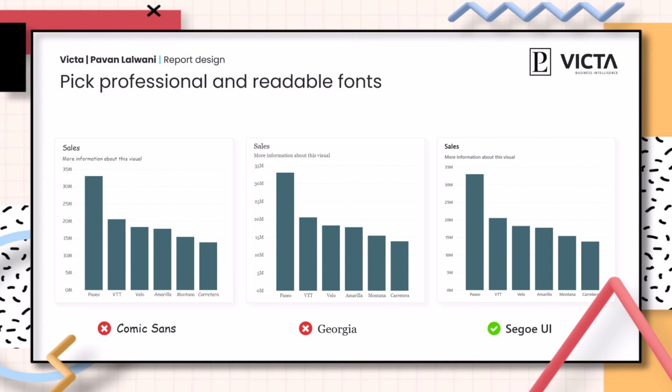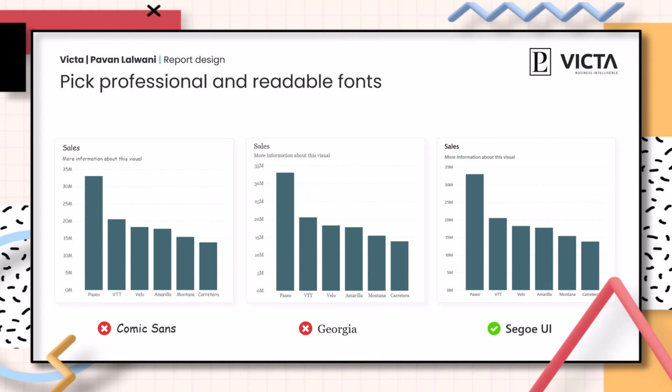it might be fitting. In the second example, you see Georgia. It works well for large texts, like titles, but it becomes unreadable as the font size decreases. So I wouldn't use this font, for example, on the X and Y axis. In the last example, you see the Segoe UI font. This font is clear and easy to read. It remains readable even at a small size, making it suitable for a report.